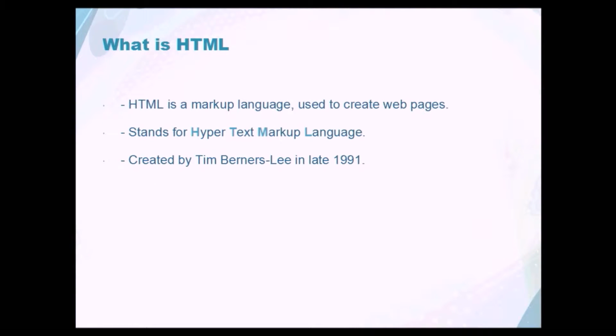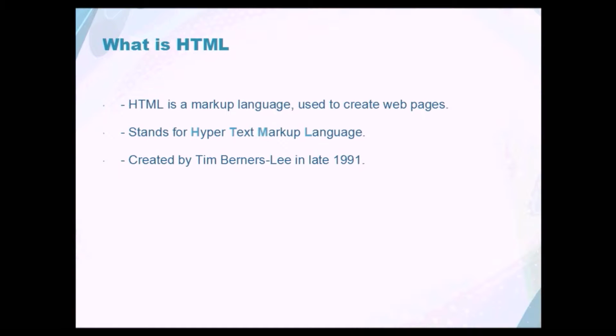So now, what is HTML? HTML is a markup language which is used to create web pages and web documents, and it stands for Hypertext Markup Language. In HTML, we use a number of tags, and each tag has its own purpose. Now, what are tags? I will explain tags briefly in my next tutorial.